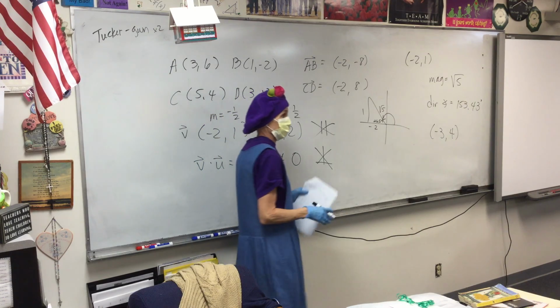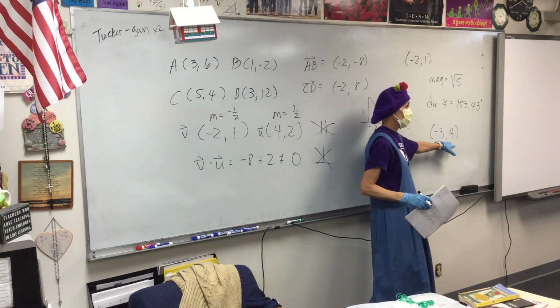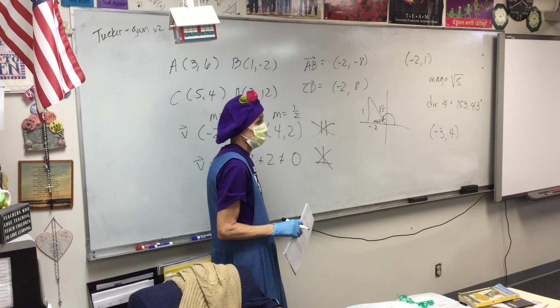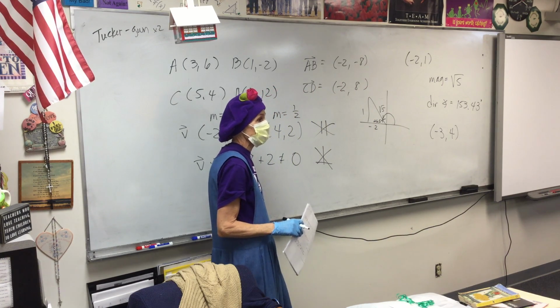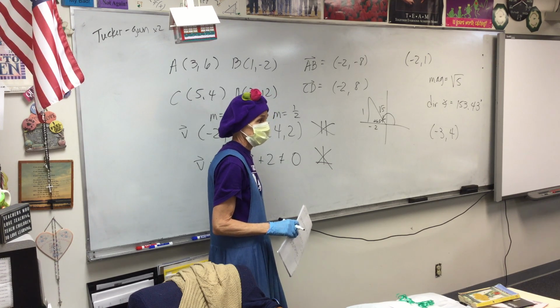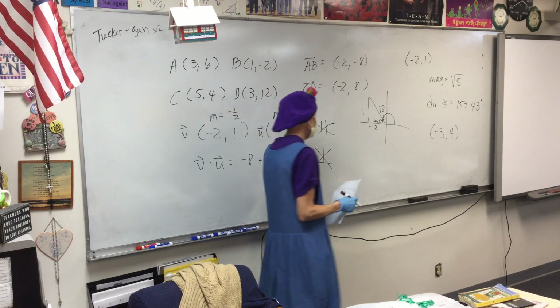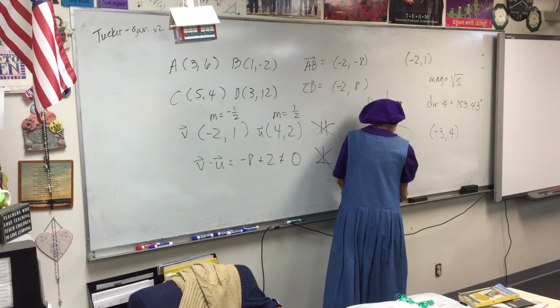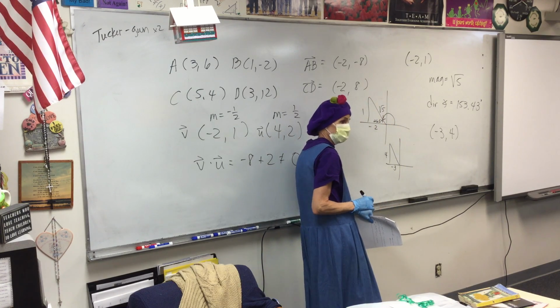We need a unit vector in the same direction as this one. Okay, how do we do that? How do we find a unit vector in the same direction as that one? We need to find the magnitude of it first, so we'll do that with the Pythagorean theorem. So what is our magnitude? 5.